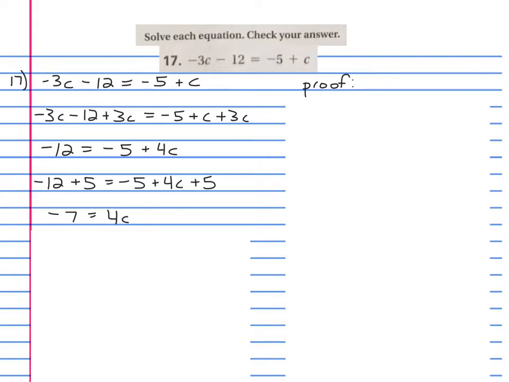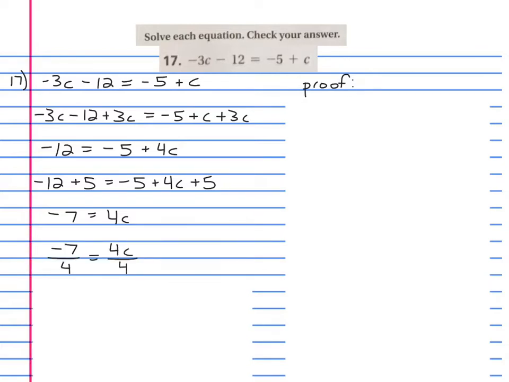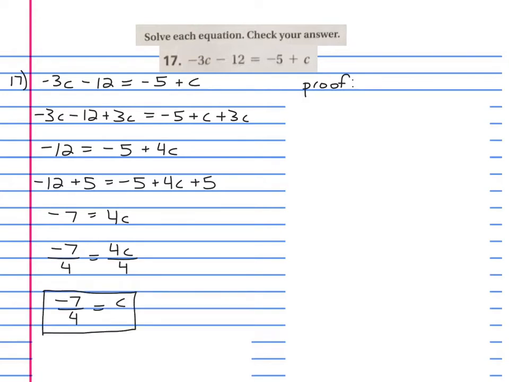So what do we do? We want to undo that times 4 with a divided by 4. So we take both sides and we divide them by 4. Okay, and then we simplify. Now 4c over 4 just becomes c. This negative 7 over 4, we could turn it into a mixed number, but we couldn't divide top and bottom by the same thing. So I'm going to leave that as an improper fraction. Okay, so we've got negative 7 over 4 equals c.